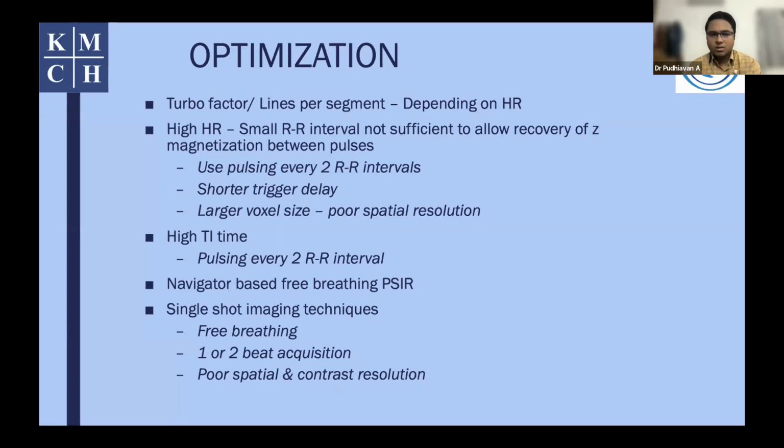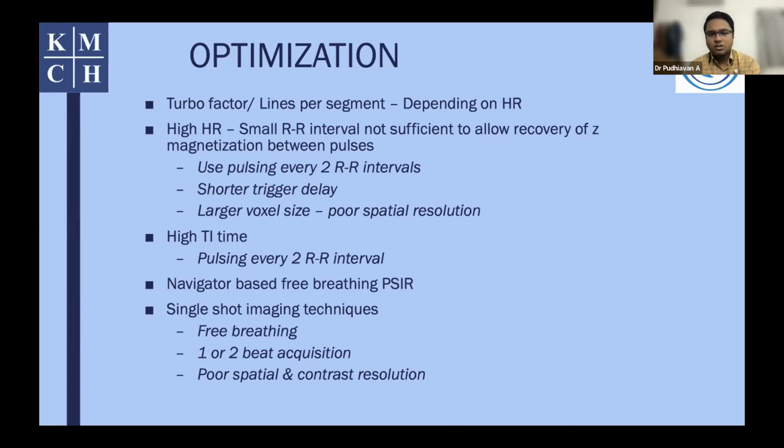So if the patient is not able to hold his breath, then you can use a navigator-based free breathing PSIR, where you place a navigator box over the diaphragm on the right side, and this navigator will trigger the scan only when the diaphragm reaches a particular point, usually at end expiration. So whenever the diaphragm reaches end expiration, the scan is triggered and an image is acquired. And when the image is acquired when the diaphragm is in a different position, then the data for that image is discarded. So this is a navigator-based sequence, which is a free breathing sequence.